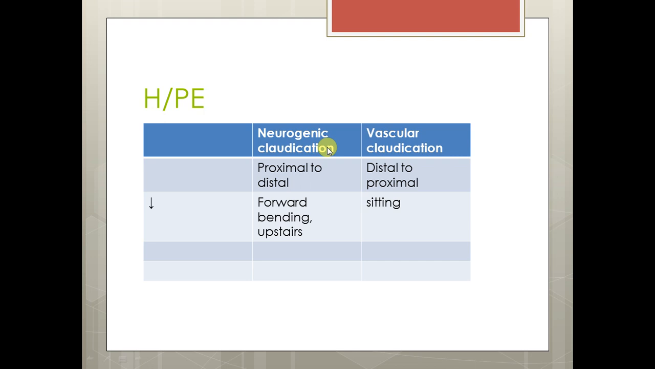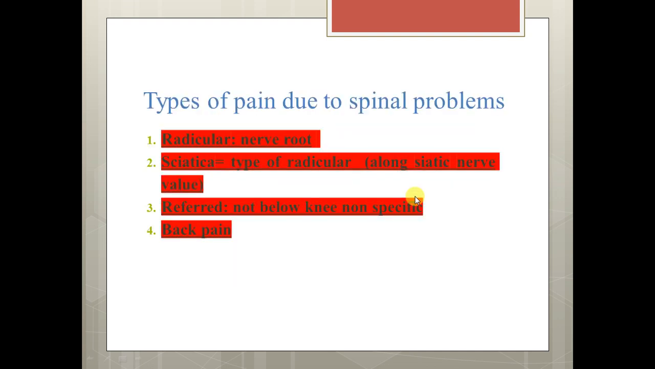And neurogenic claudication, what will you do when you have this pain? I will stop moving, then bend my trunk forward. His pain decreases when going upstairs and increases while going downstairs. In the vascular type, he has to sit. He has to take a rest, sitting, to decrease his pain. Of course, here is the MRI finding, and here is the vascular manifestation, and vascular investigation will be positive.